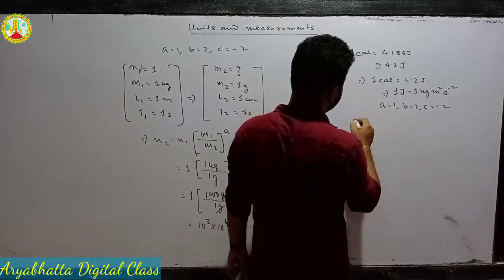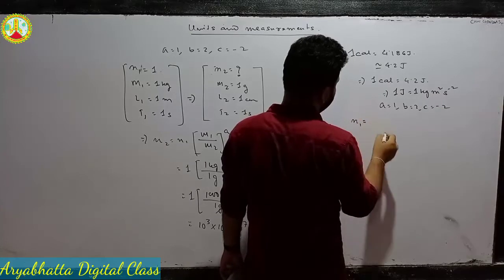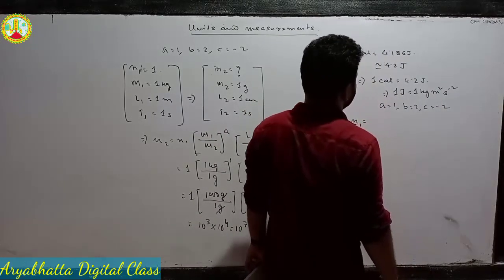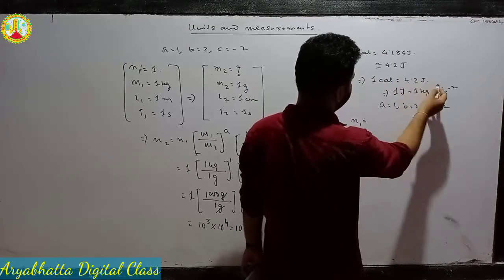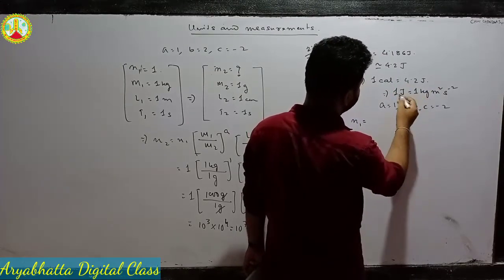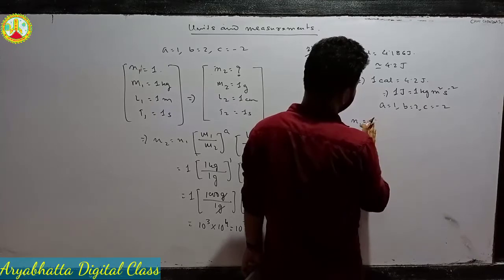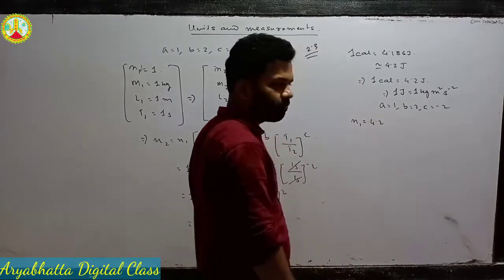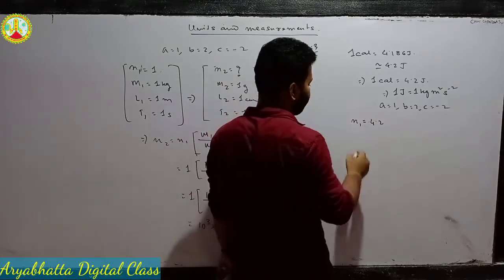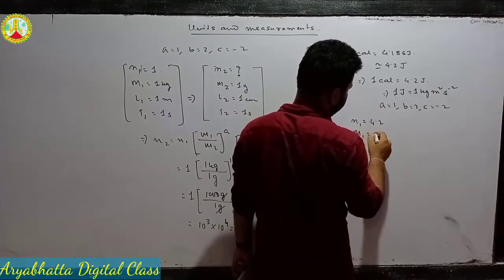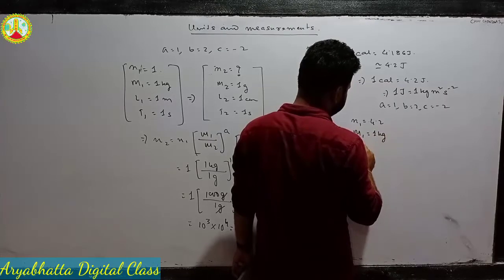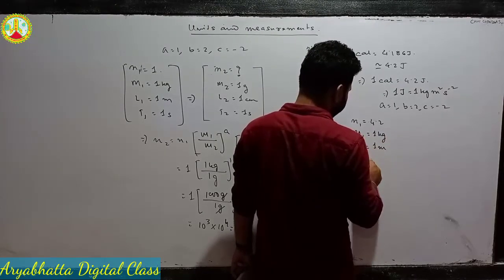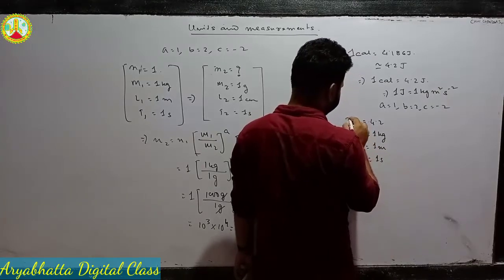calorie. So in one system, 1 calorie is equal to 4.2 joule. So N1 is equal to 4.2. What is the mass? M1 is equal to 1 kg. What is L1? 1 meter. What is T1? 1 second.